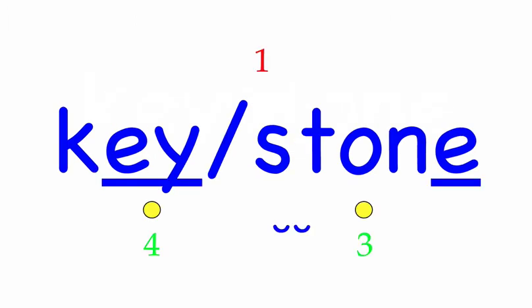Keystone. Pause the video, mark the word, and when you're ready, advance the video screen. Keystone. ST is a blend here that must remain together, so we indicate it with half circles under the S and the T. And the ST blend counts as a unit of 1 when you're counting consonants between your vowel sounds.